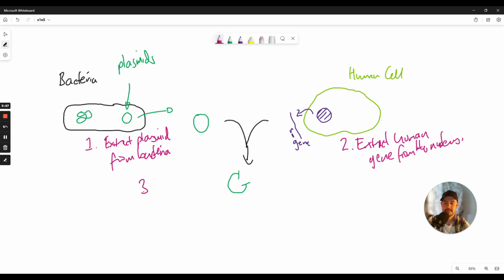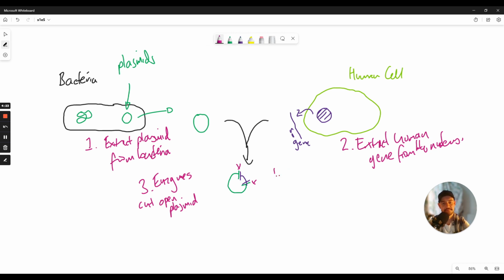Okay, so let me just write this down here. So step 3, enzymes cut open plasmid. Okay, and these are our enzymes here. We've cut open the plasmid. Next step, step 4, is you're going to put the human gene inside the plasmid, like so. And you're going to glue it together with enzymes.